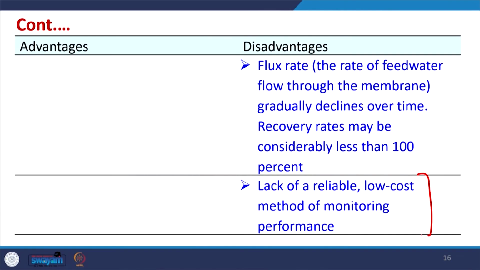So, this is there, and the recovery rate may become very less with time. With respect to performance also, sometimes we have to cross check. Cost wise and other things, some of the issues may happen. Certainly, it is a costlier process as compared to the conventional filtration process. So, these are the disadvantages of this system.